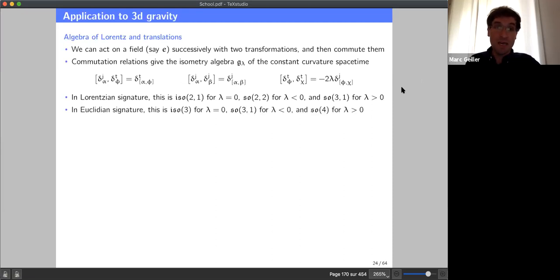You can repeat the same game if you are in Euclidean signature for your space-time. And then in the flat case, you will have ISO(3), so the Euclidean 3D Poincaré algebra. For negative lambda, you will have the Lorentz algebra. And if you're in Euclidean signature with positive cosmological constant, that's the only case where you actually get a compact group of isometries, and this is SO(4).